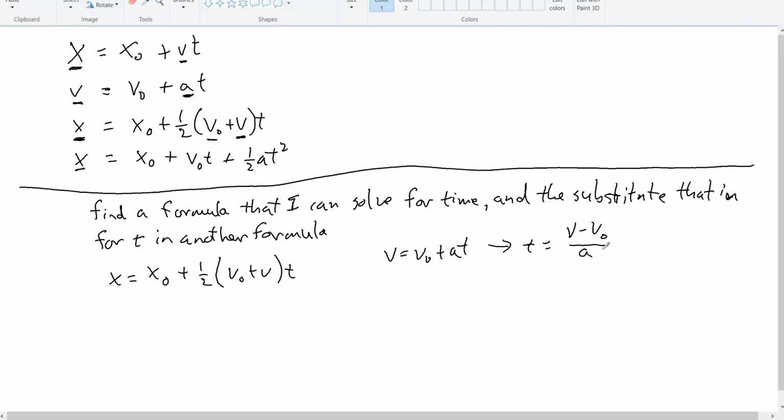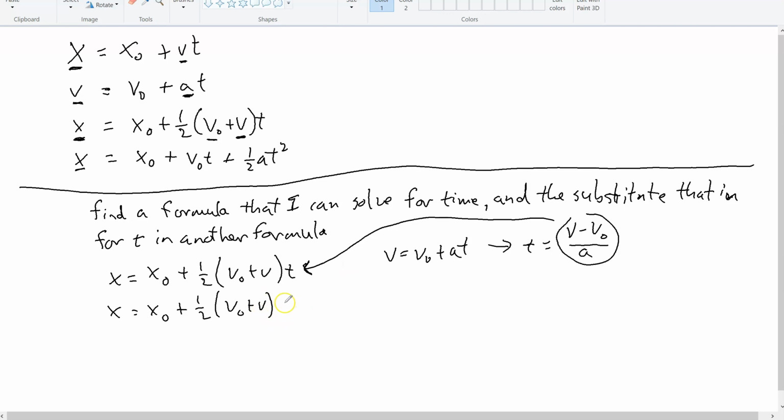Okay, now this is going to be a little bit more tricky because we're going to have to substitute this in for t, and the algebra is going to be a little bit more difficult. So let's substitute this in first. So I'm going to say, hey, let's put this in for t here. And if we do that, we get x equals x0 plus 1/2 times v0 plus v times v minus v0 over a.